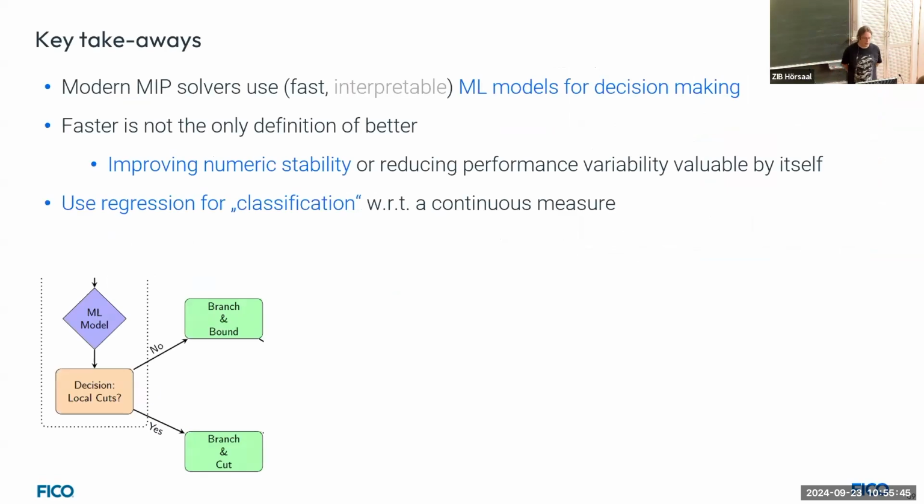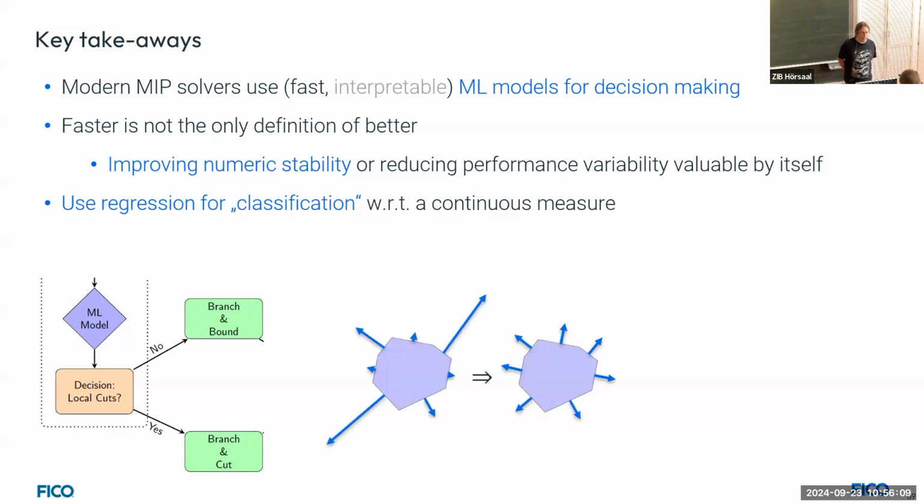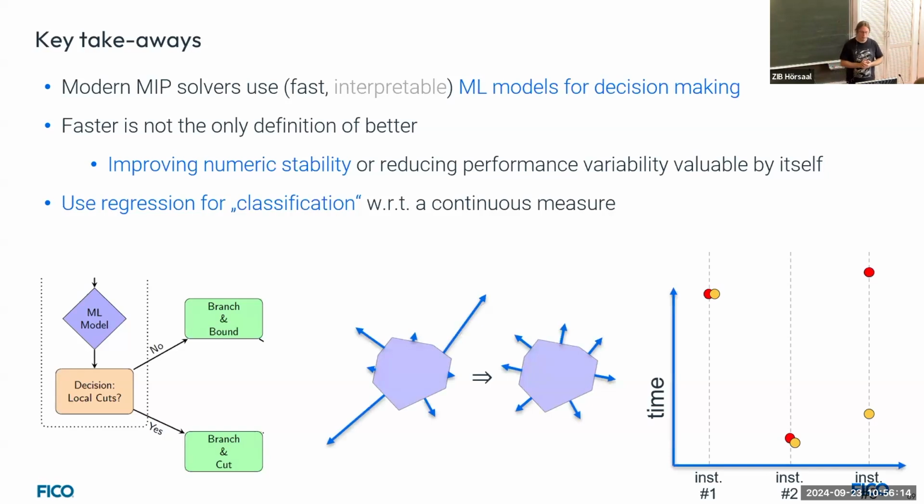So, conclusion. The key takeaways from this presentation are that modern MIP solvers by now use some fast ML models for decision making. We saw in the first half of the presentation that faster is not necessarily the only definition of better. There are also other things that might be desirable to improve. And using regression for classification, once again, my largest learning from this project, is very often a good idea in this context. Thank you.